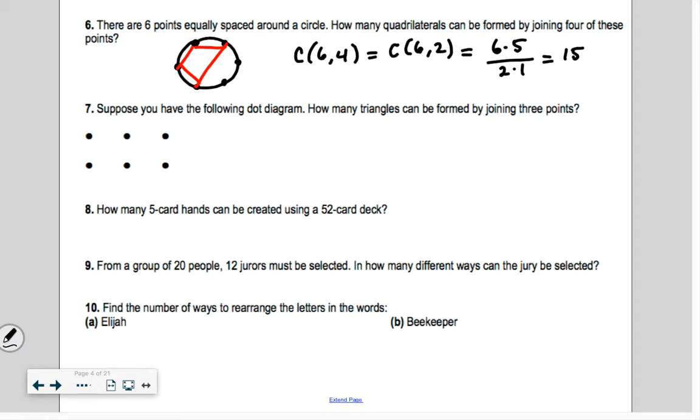Okay, so suppose you have the following dot diagram. How many triangles can be formed by joining 3 points? Good question. Is it just the same 6 choose 3? Okay, so we think 6 choose 3. That's close. It will give you most of it. So 6 choose 3, if I want to find that by hand: 6, 5, 4, 3, 2, 1. What is it going to be?